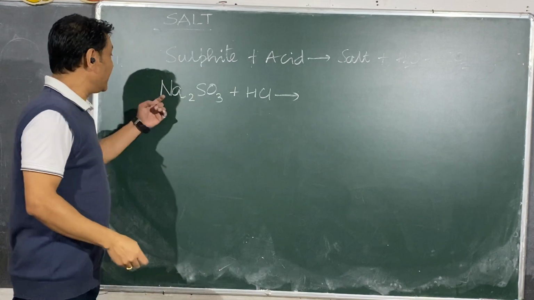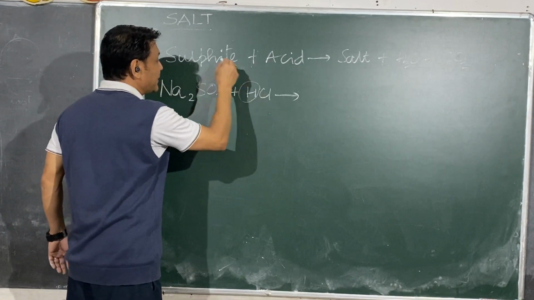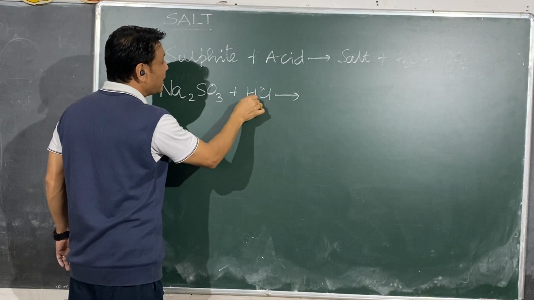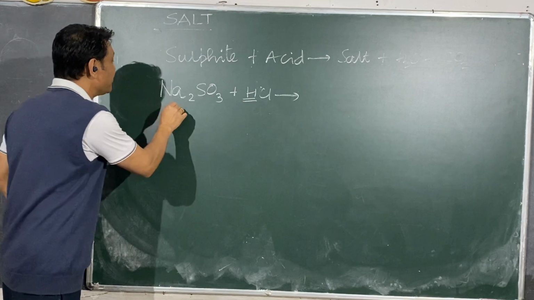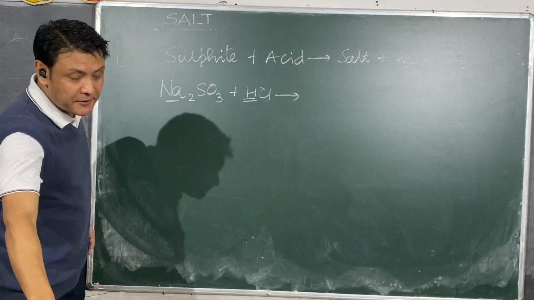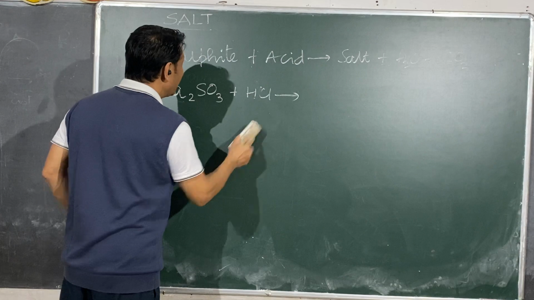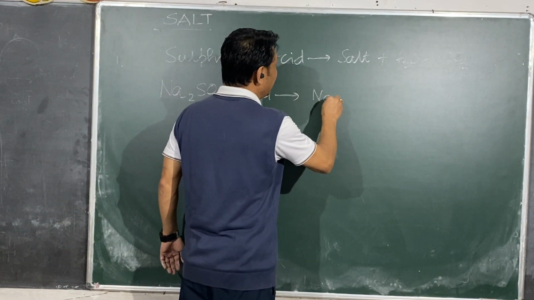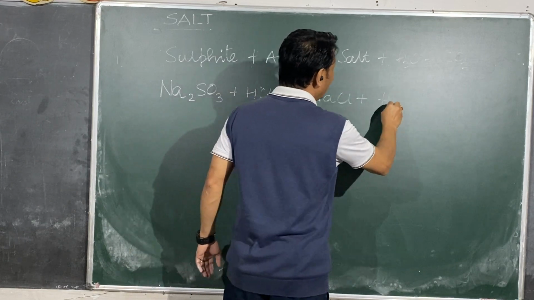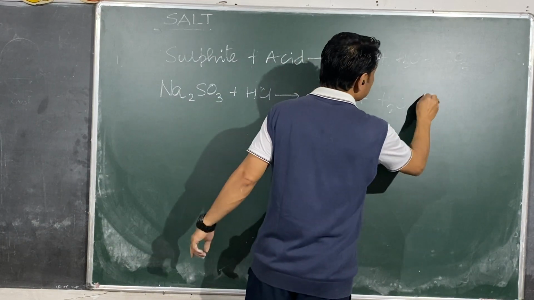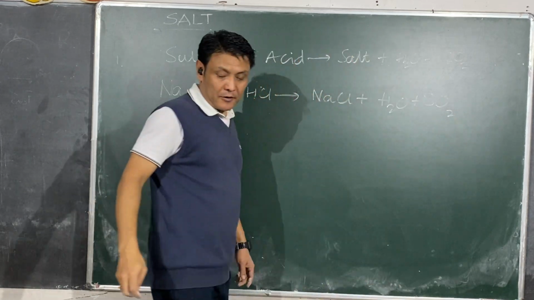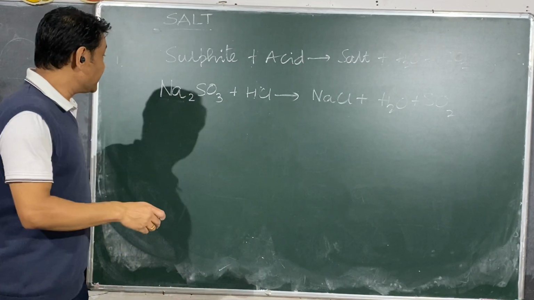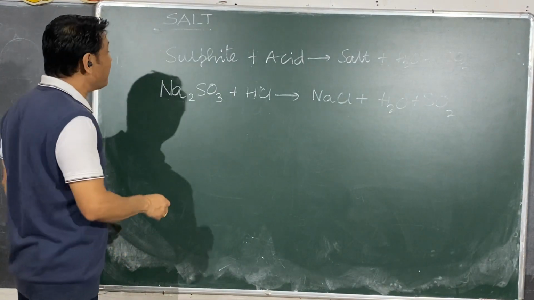What is formed? Again the hydrogen ion of an acid is replaced. Salt is formed. What is a salt? A salt is a compound formed when the replaceable hydrogen ion of an acid is replaced by a metal. Right? So therefore, instead of hydrogen, the metal comes to take its place. So NaCl plus water, and since it is a sulfite, sulfur dioxide will be formed. Is it understood?